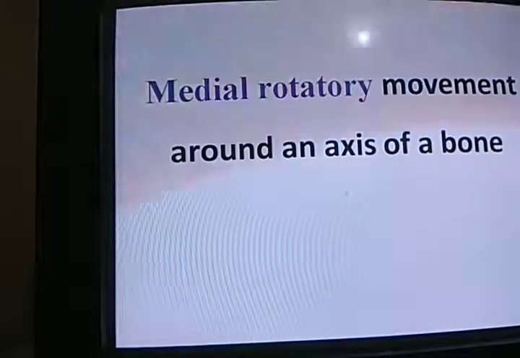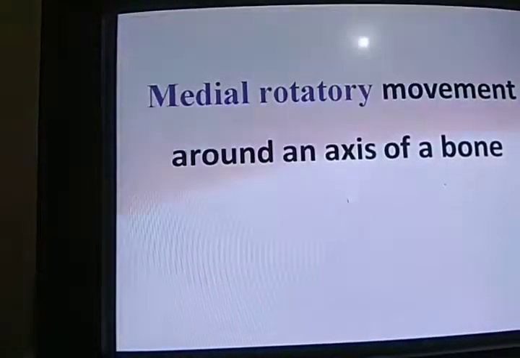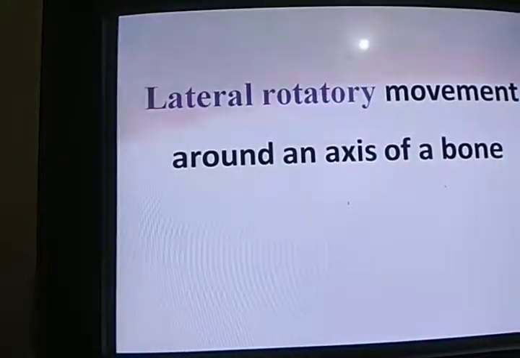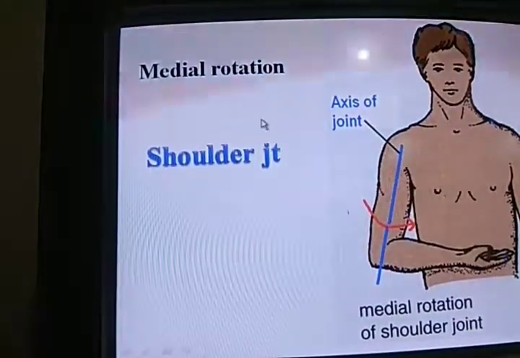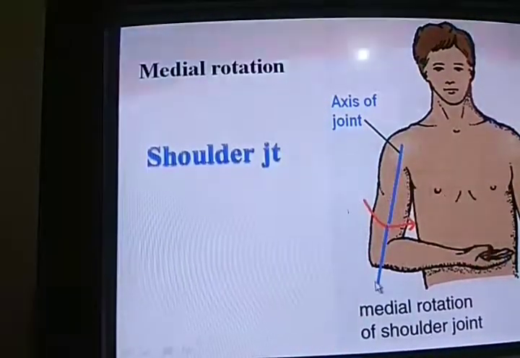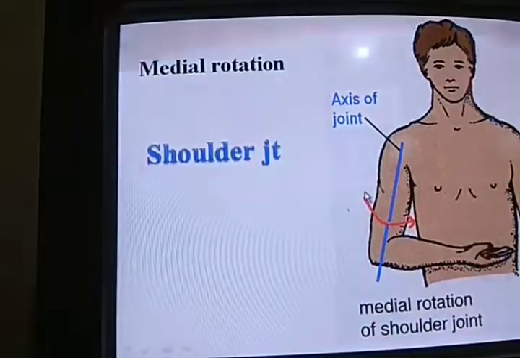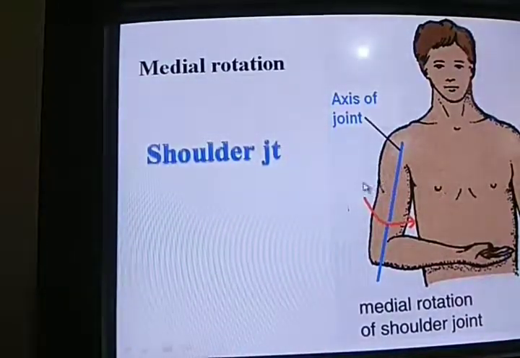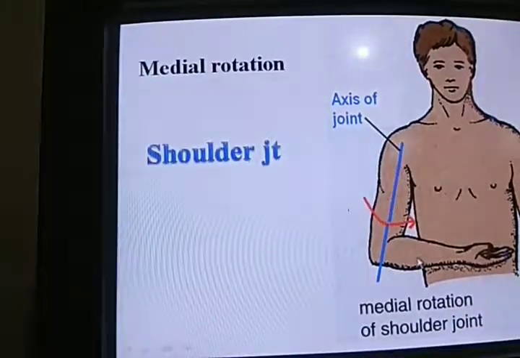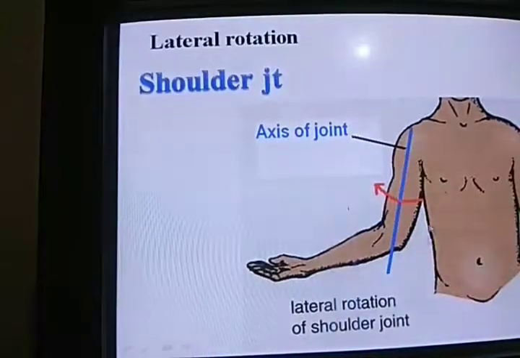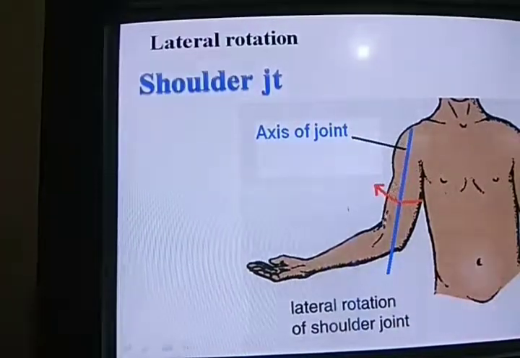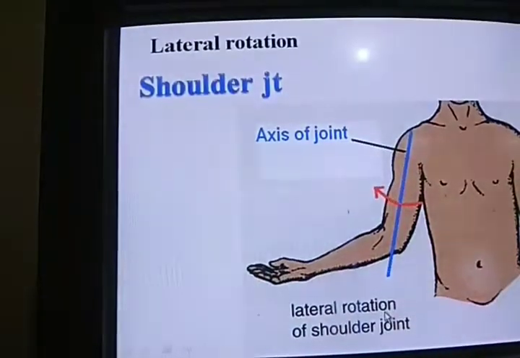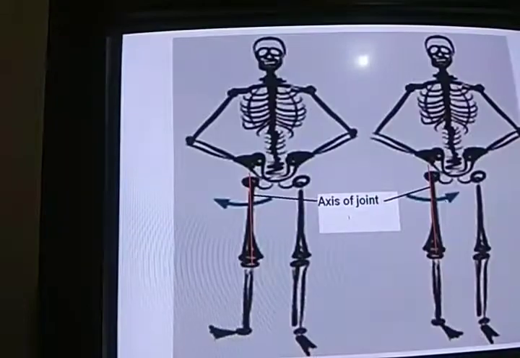Medial and lateral rotations. Medial rotation is rotatory movement around the axis of a bone toward the medial side. Lateral rotation is rotatory movement around the axis of a bone toward the lateral side. The medial rotation of the shoulder joint: these are the axes of the joint. Around this axis, if the humerus is rotated medially, this is known as the medial rotation of the shoulder joint. The opposite movement, when the humerus is rotated laterally around this axis, is known as the lateral rotation of the shoulder joint.